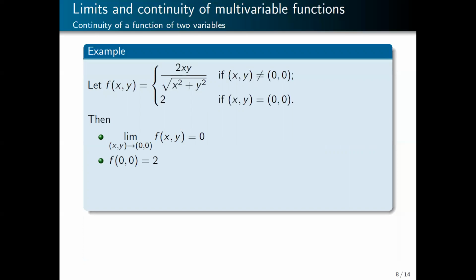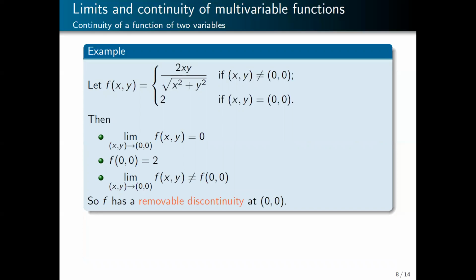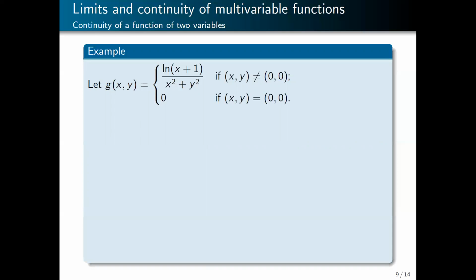Observe that the value of f at the origin is 2, which is not equal to 0. Therefore, f has a removable discontinuity at the origin. Next, let g(x,y) be equal to the natural logarithm of (x+1) over (x squared plus y squared) whenever (x,y) is not the origin, and equal to 0 if (x,y) is the origin. We claim that the limit of g as (x,y) approaches the origin does not exist.